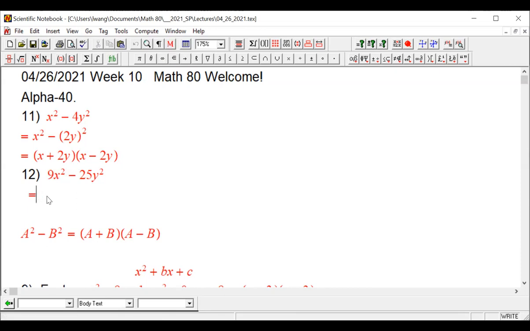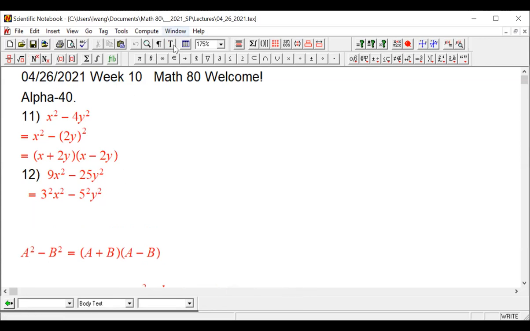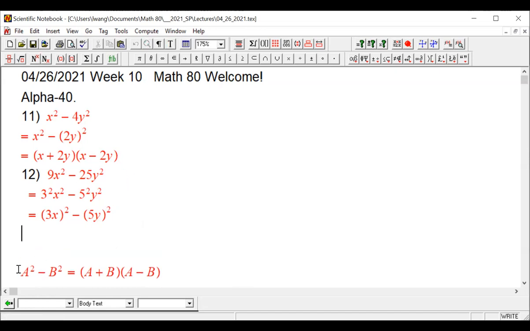Okay, so 9x squared, so you have 3 squared, right? X squared minus 5 squared, and here's y squared, right? So we can use that property about exponents. So here you have a 3x, you put them in the parentheses, minus 5y, and you put them in the parentheses, right? And there you go. We got a squared minus b squared situation.